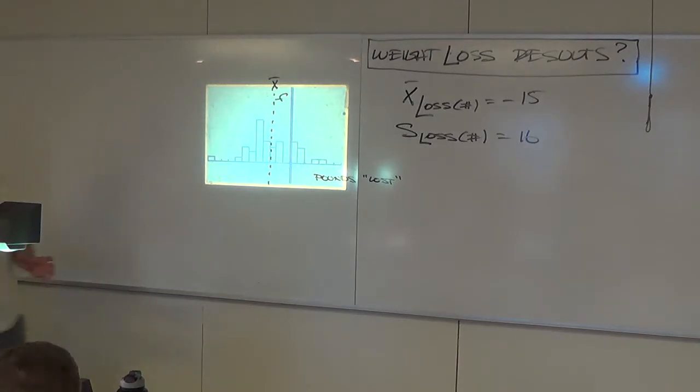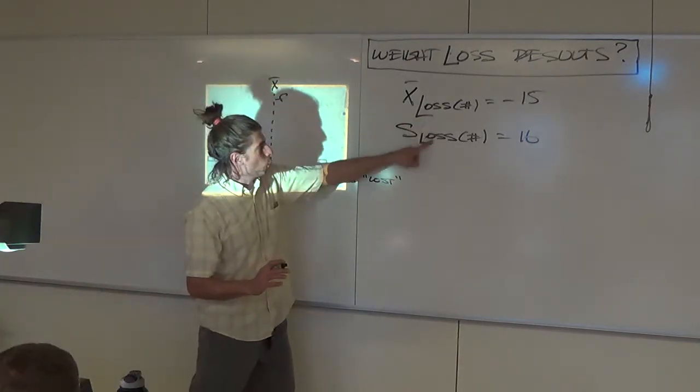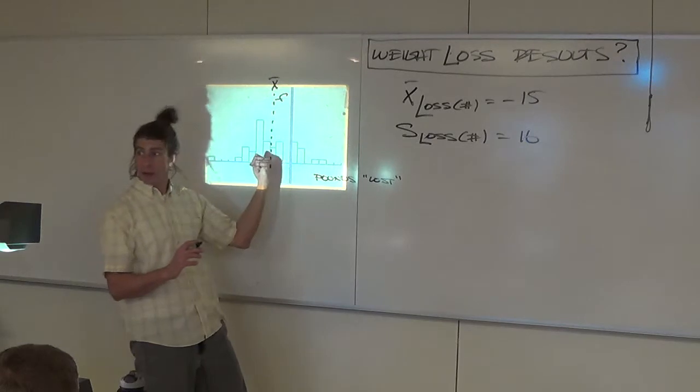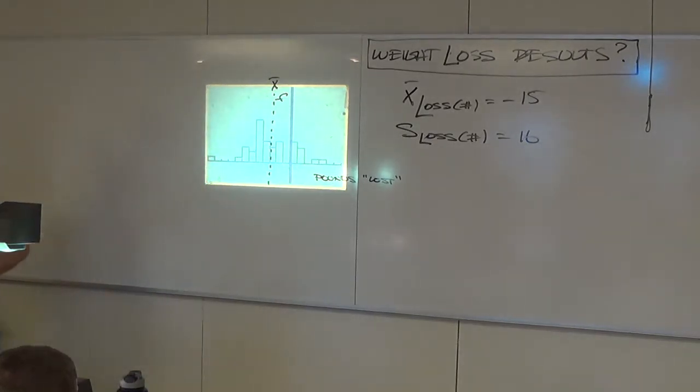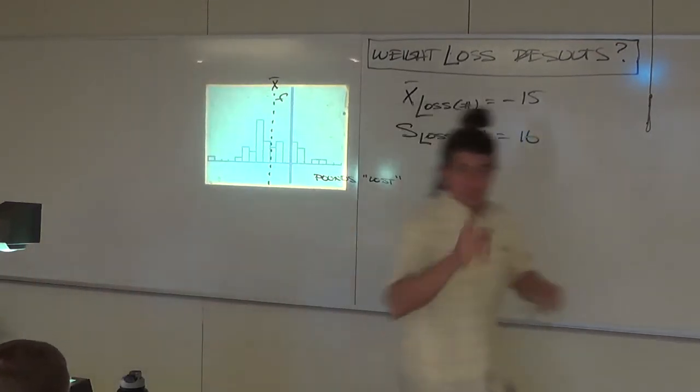So is there some way, maybe, of dealing with this guy, which we've now drawn on there, with this guy? What do you think? That's 16. How can we use that 16 with this? You can use the negative 15 plus or minus 16 and see how many data points fall within that window.